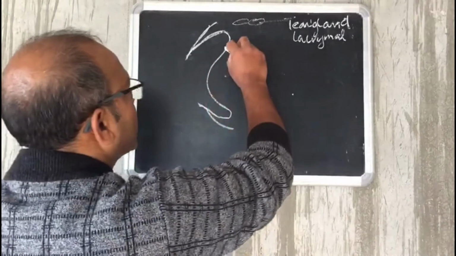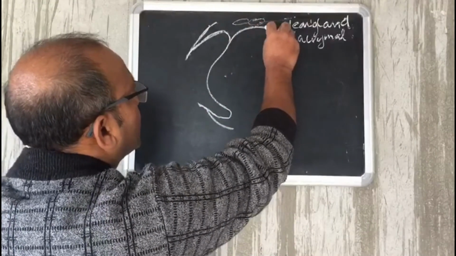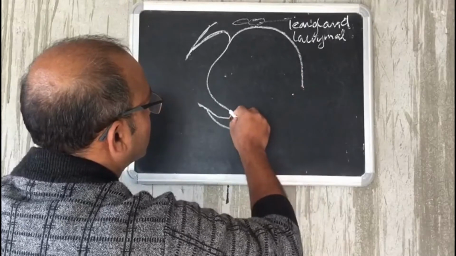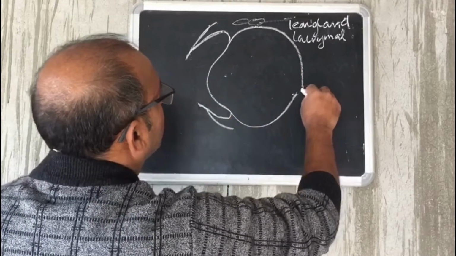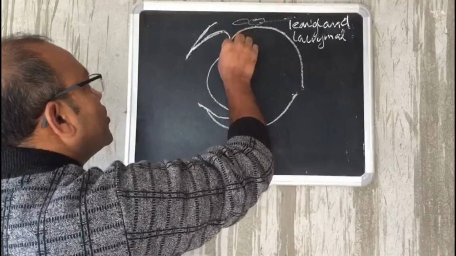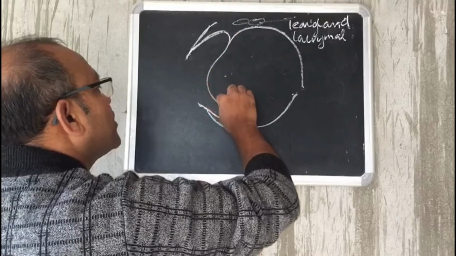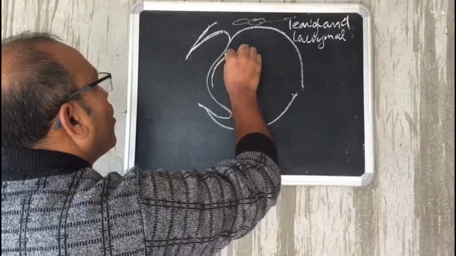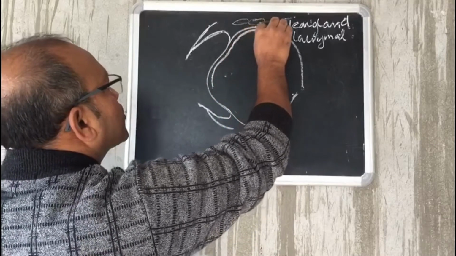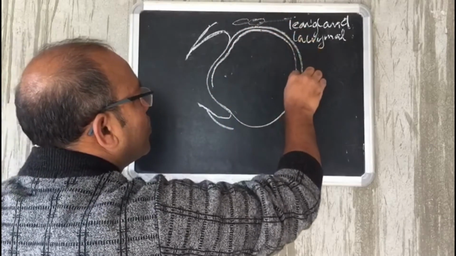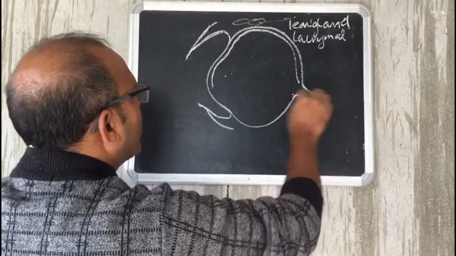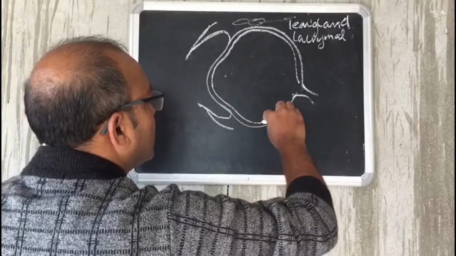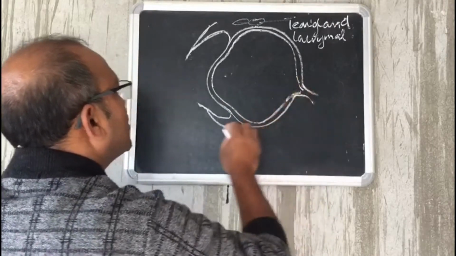Now we move on to the actual parts of the eye. The eye, as we have already talked about, is almost spherical in structure. It is made up of a number of layers. The first layer is called the sclera, which we see as the white part of the eye.